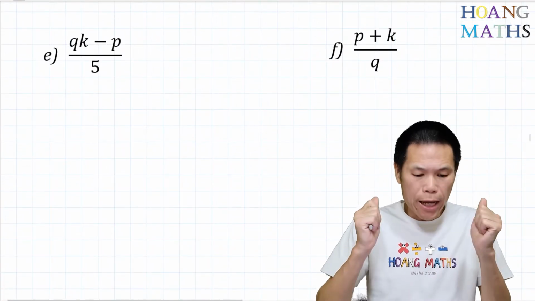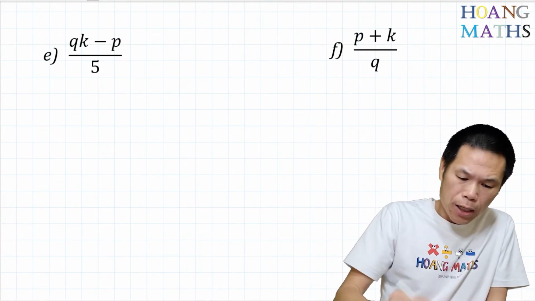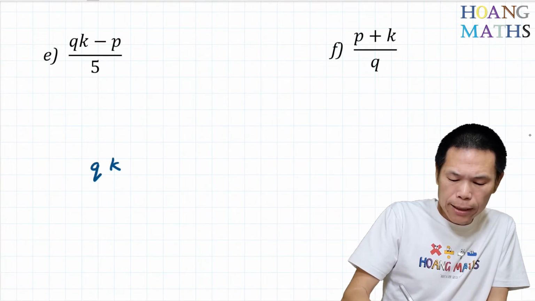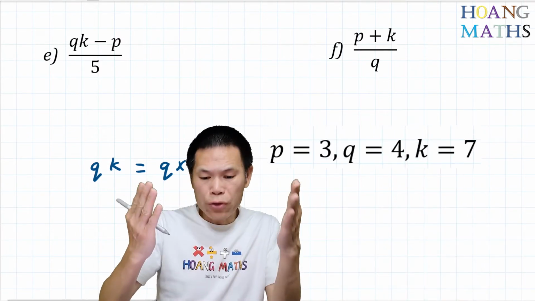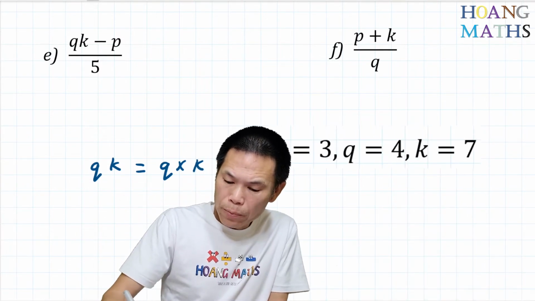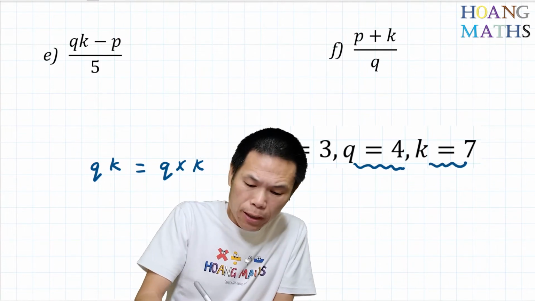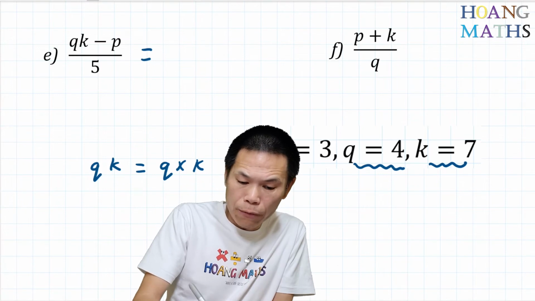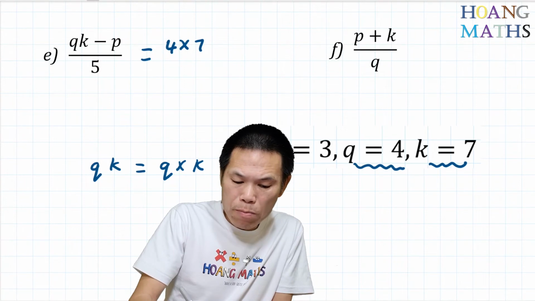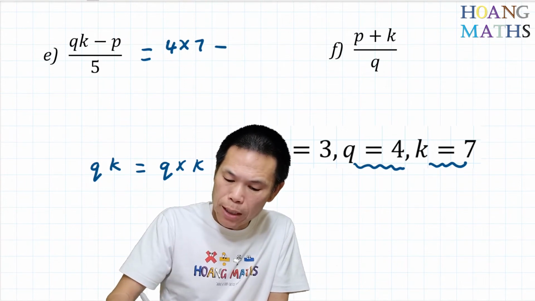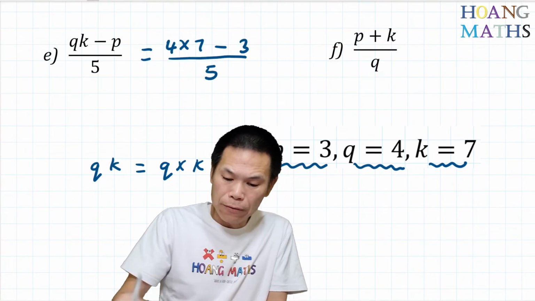Part E. So we have QK minus P over 5. So remember, QK is exactly the same as Q times K. And we know that Q is equal to 4, K is equal to 7. So QK means Q is 4 and we times K. In this case, K is 7 and we minus P. And we know that P is 3. So we just minus 3 and over 5.